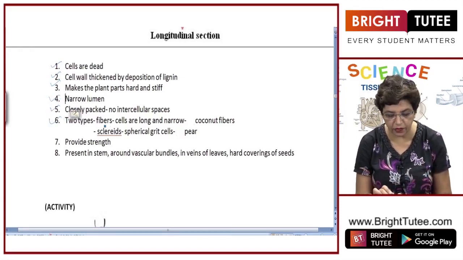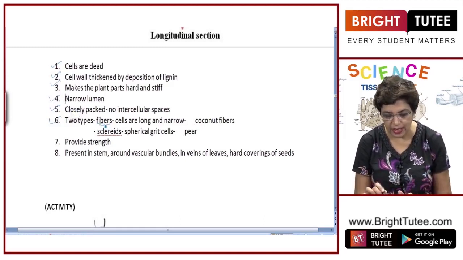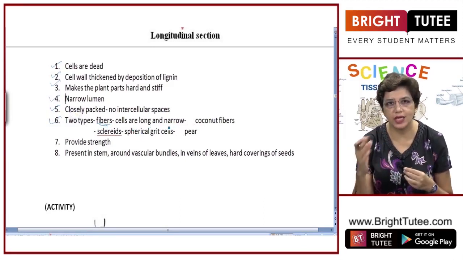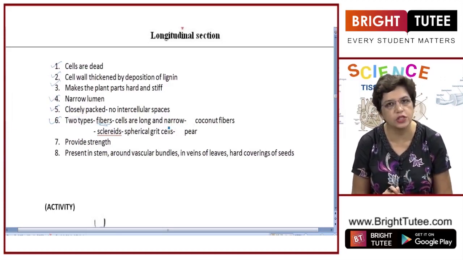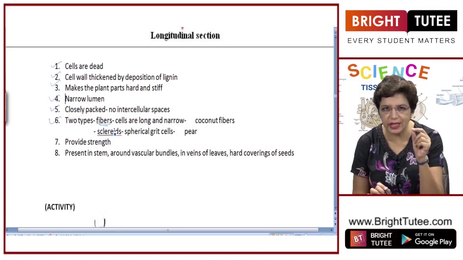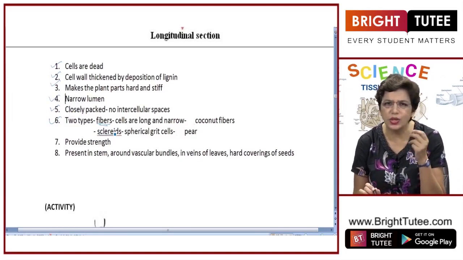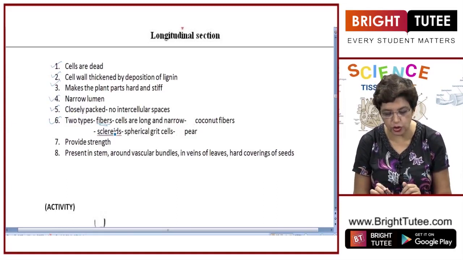There are two types. First are the fibers, which are called sclerenchymatous fibers. They are long and narrow. For example, the coconut husk fibers are actually made up of sclerenchymatous tissues. The other type is sclereids, which are the grit cells, granular cells. For example, if you eat a pear, you will notice a gritty feeling. That is because of the sclereids, which are actually sclerenchymatous tissues.